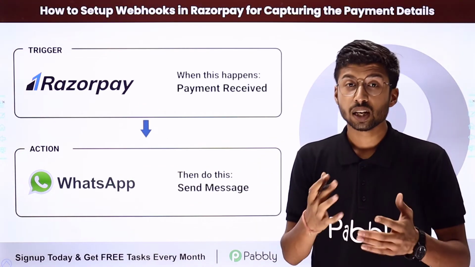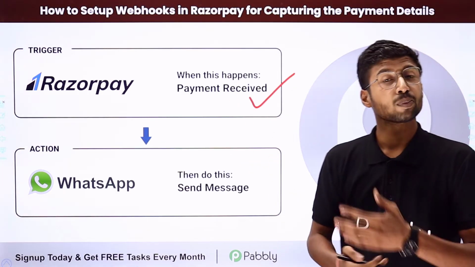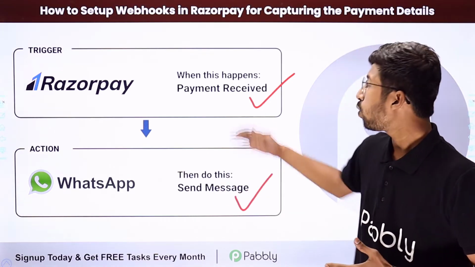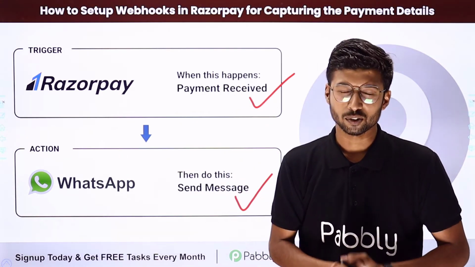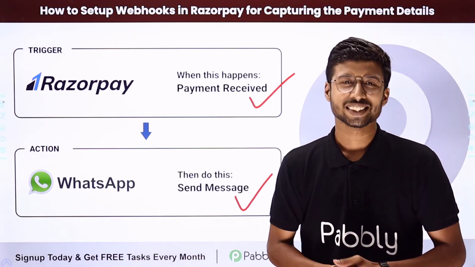In this automation, the trigger will be receiving a payment in the Razorpay account, and the action will be instantly sending a WhatsApp message to the customer who actually made the payment on our Razorpay account. Now how are we going to do this? To know this, you have to come with me to my screen.